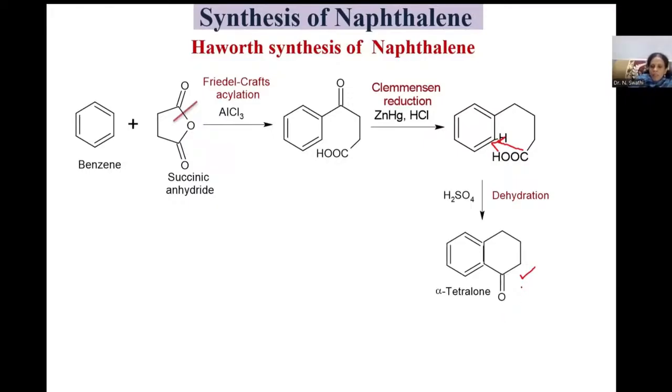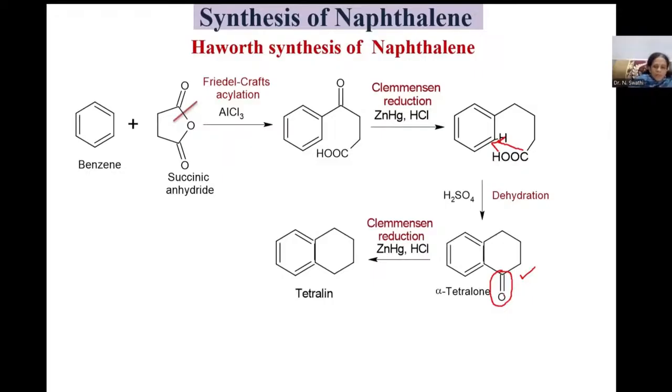Now the resulting compound still has carbonyl functionality, but the naphthalene structure does not possess any carbonyl group. That means we have to convert this carbonyl group to a hydrocarbon. To do that, we again use the same Clemmensen reduction. The alpha tetralone is treated with zinc amalgam in the presence of HCl, so that this CO group is converted to a CH2 group, and that is how tetralone gets converted to tetralin.